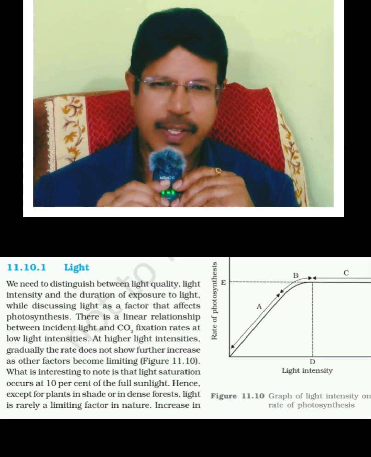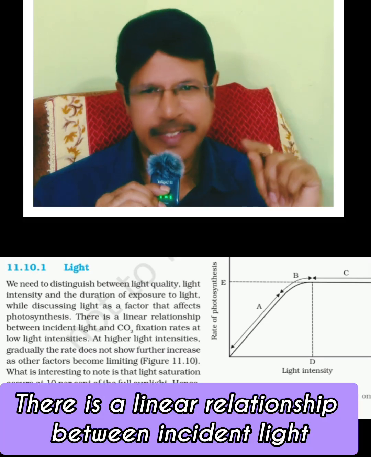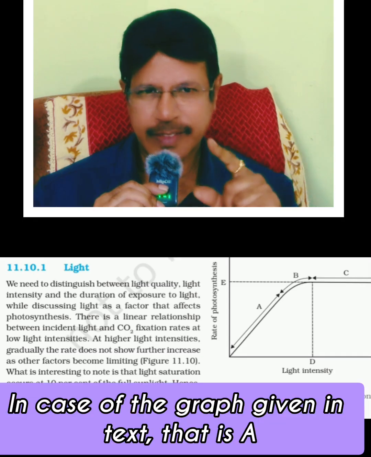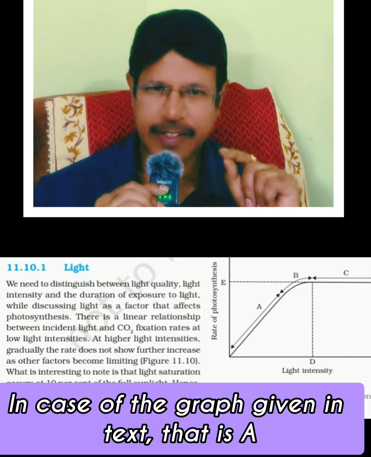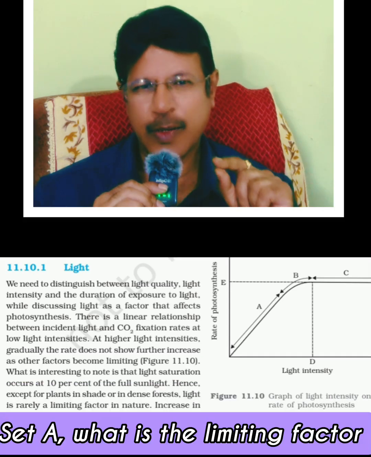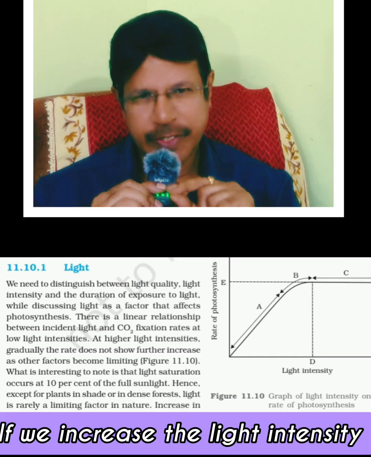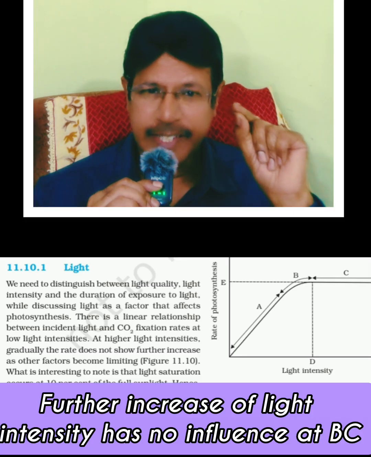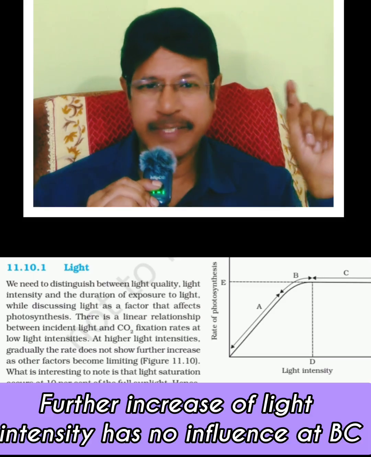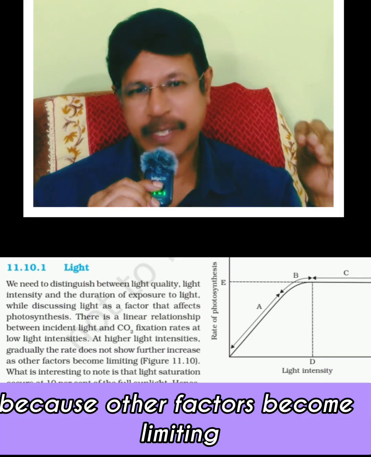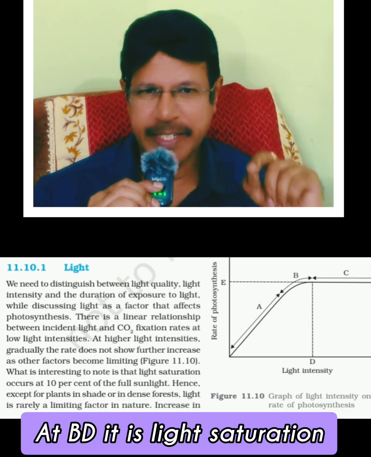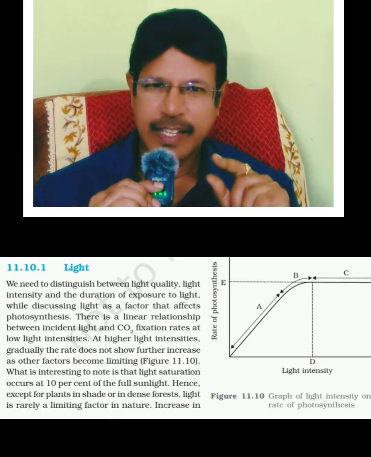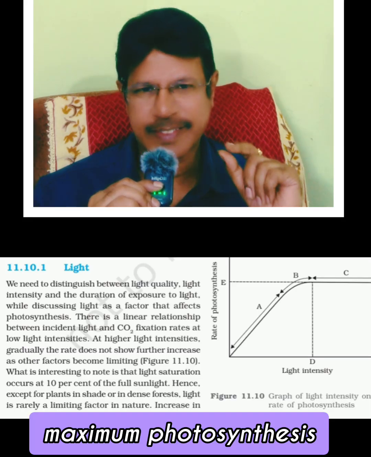Next, there is a linear relationship between incident light and CO2 fixation at low light intensity. In the graph given in the text, at A, what is the limiting factor? Low light intensity is the limiting factor. If we increase the light intensity, the rate increases along the line AB. Further increase of light intensity has no influence at BC because other factors become limiting. At BD, it is light saturation. At BE, it is maximum photosynthesis.